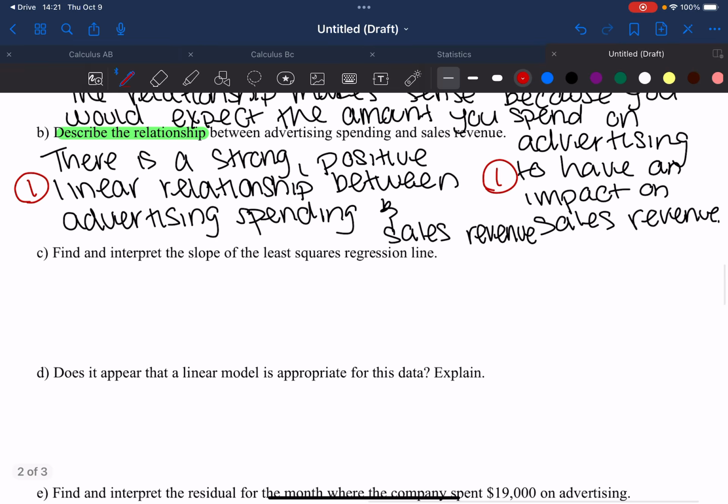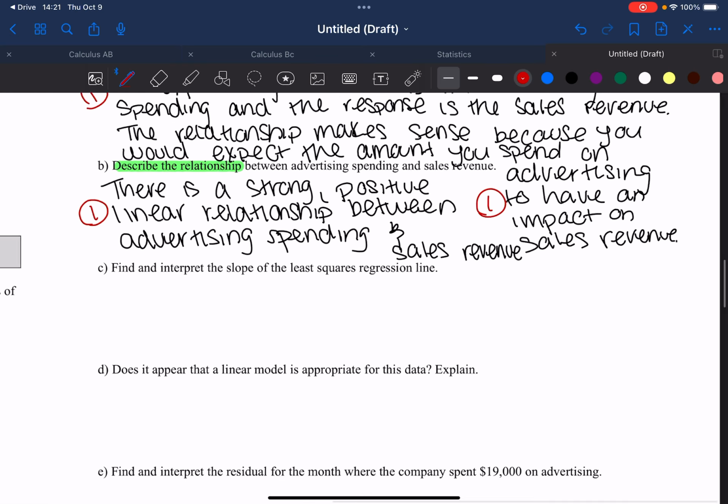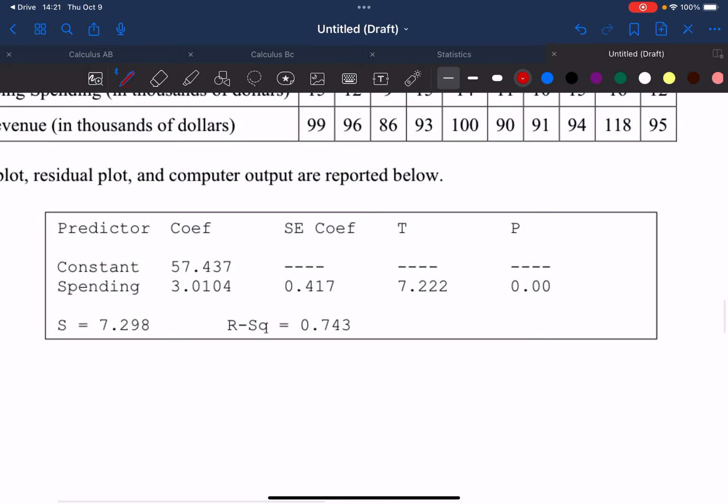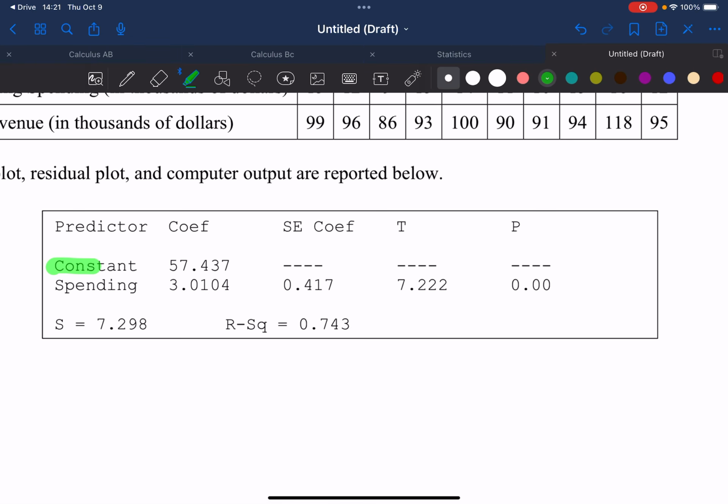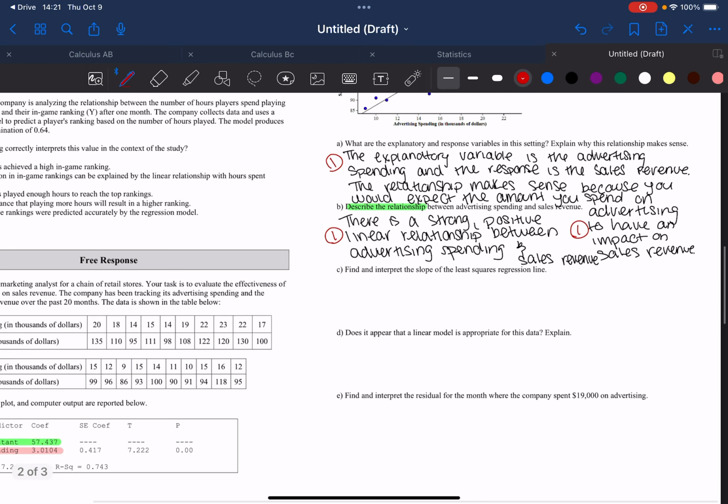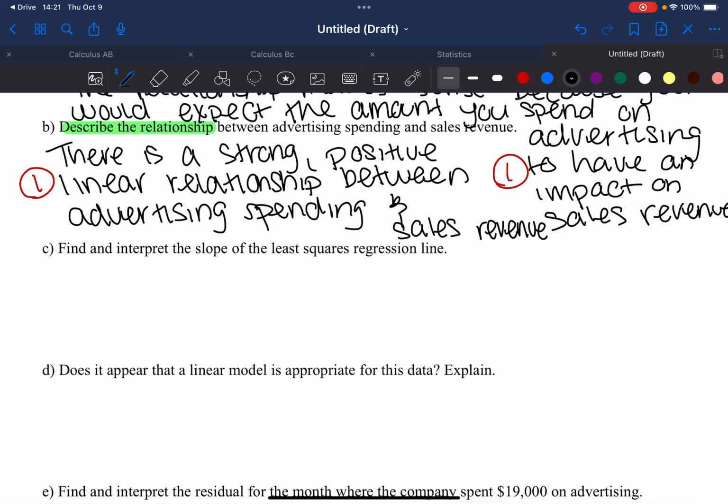Part C says, find and interpret the slope of the least squares regression line. Okay, so in order to find slope, we'd go over here to our computer output. I know that where it says constant, that is my y-intercept, and everything else, so in this case spending, would be my slope. So my slope is 3.0104. So going back over here to answer that, I would say slope equals 3.0104. Okay, that was 1 point.